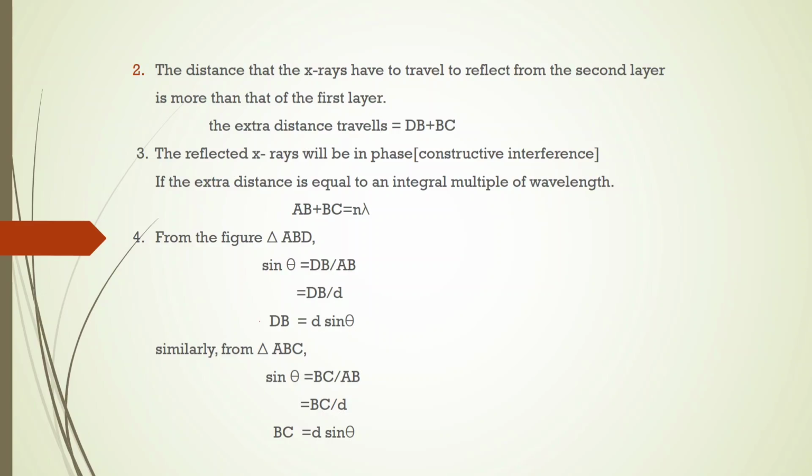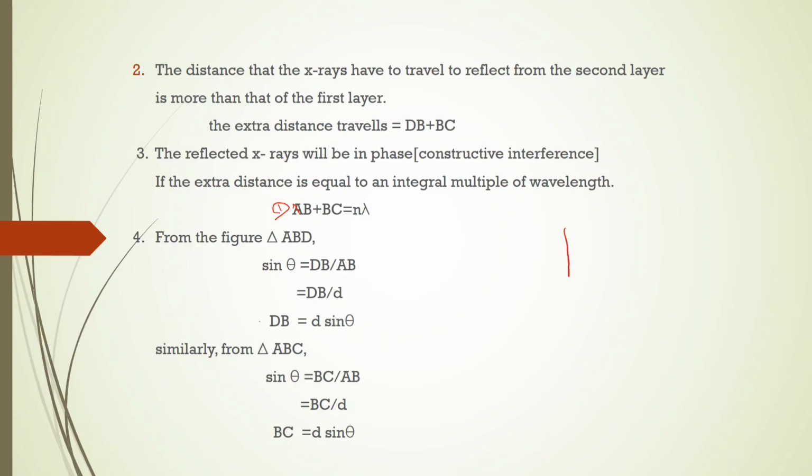The reflected X-rays will be in phase, that means constructive interference, if the extra distance is equal to an integral multiple of wavelength. So the extra distance, DB plus BC, it is not AB, it is DB plus BC. And from the figure ABD, we have a diagram.